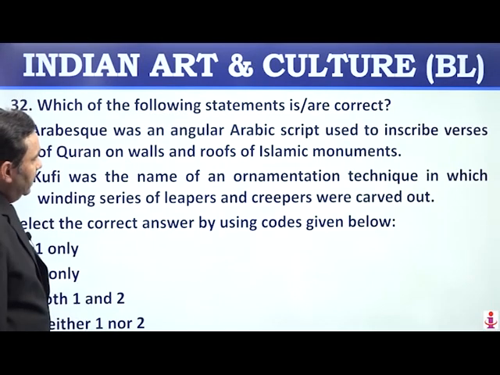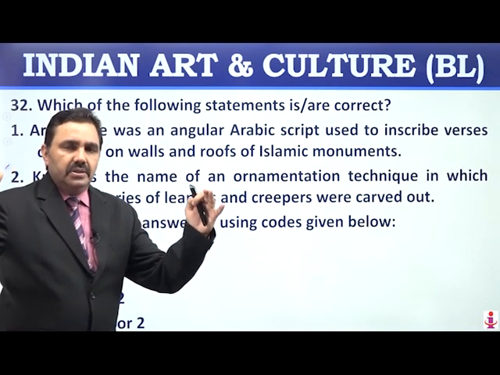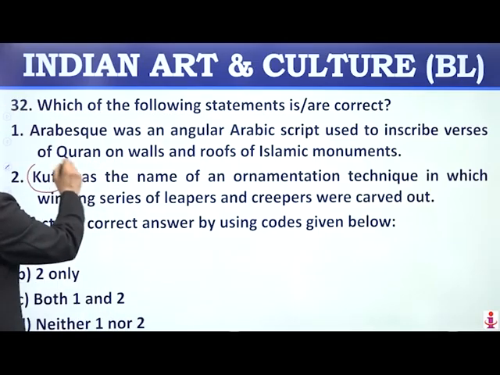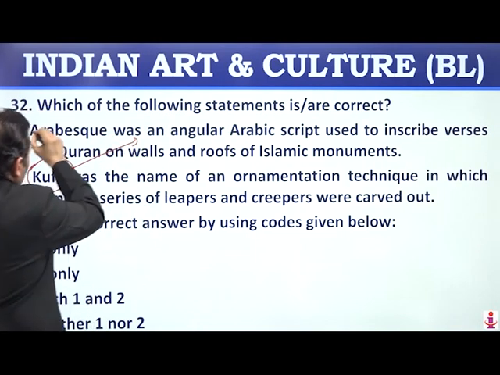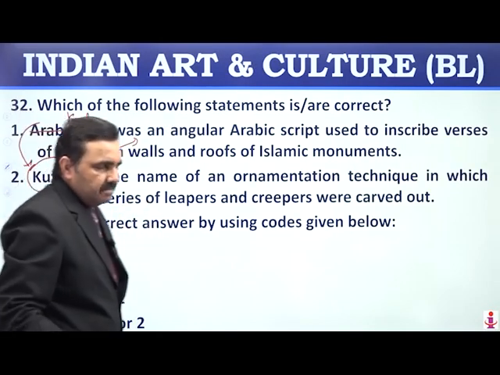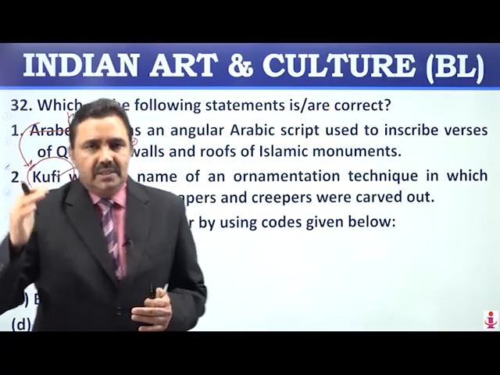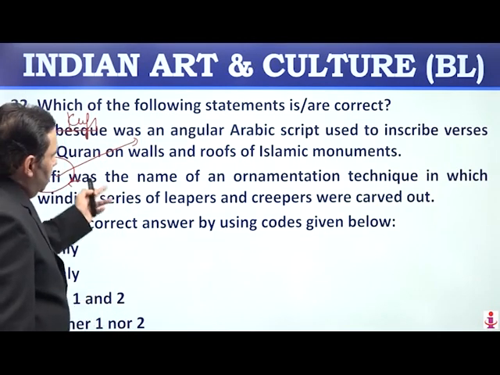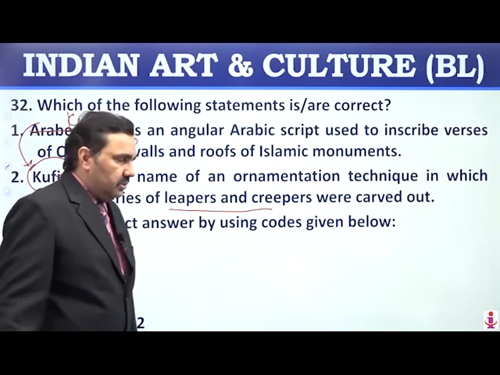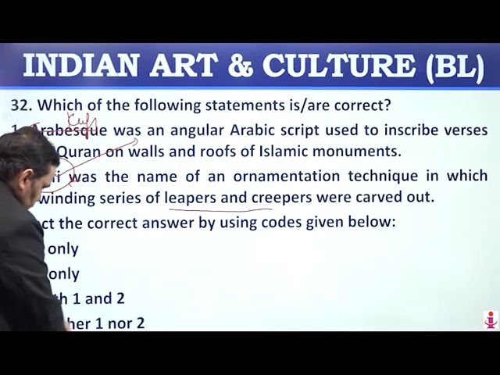32. Which of the following statements are correct? Arabesque. Arabesque means carvings of leapers and creepers on the walls and the roof of Islamic buildings. Kufi. Kufi was an angular Arabic script. So, Kufi has to be in place of arabesque. Arabesque has to be in place of Kufi, then both statements will become correct. So, Kufi was an angular Arabic script that was used to write the verses of Quran on the walls and roof of Islamic monuments. Arabesque was an ornamentation technique in which leapers and creepers were carved out. Both are incorrect here. Which are correct? Neither 1 nor 2, that is D.